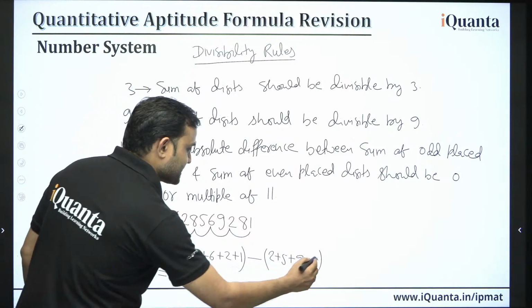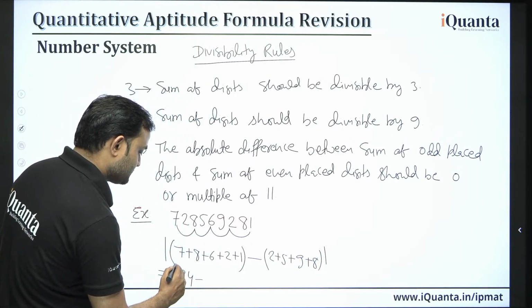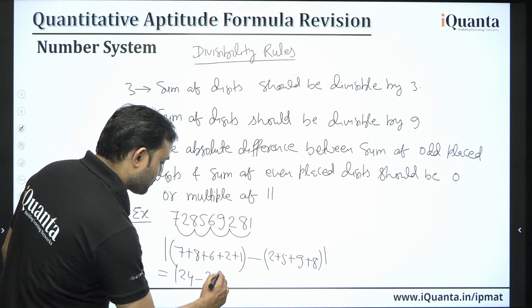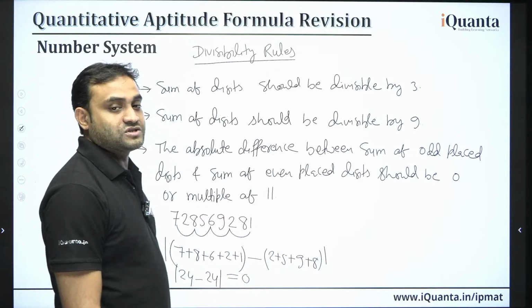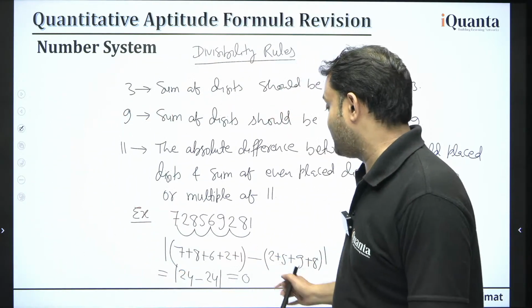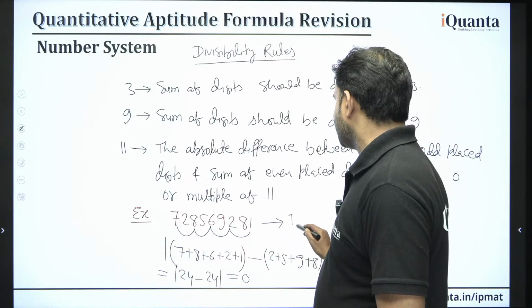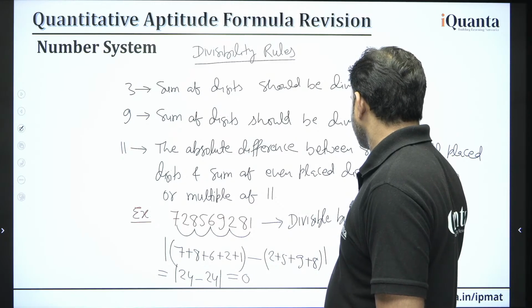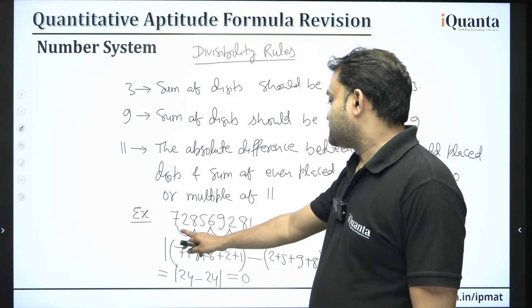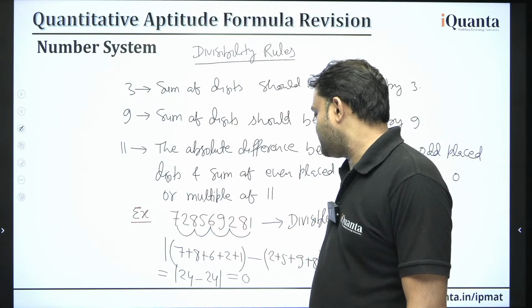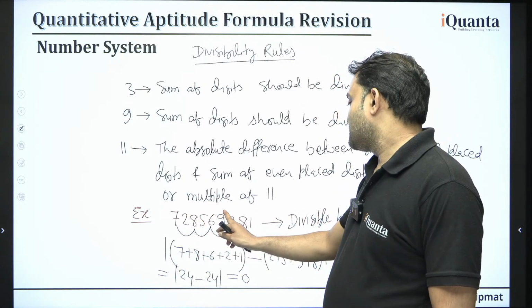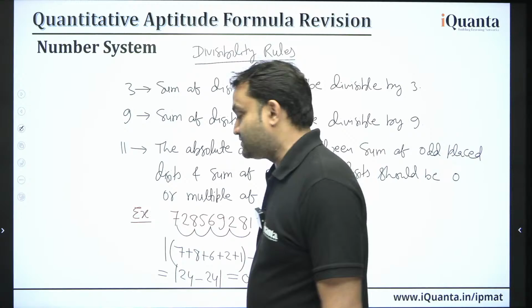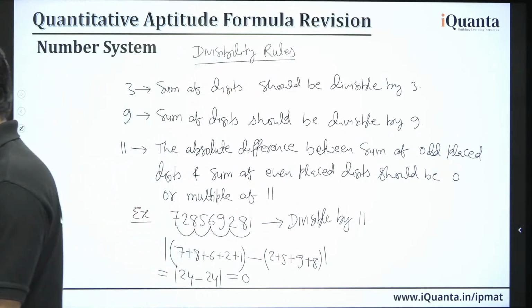Take the absolute difference. The first sum is 24 and the second sum is 24. My God. The difference is equal to 0. Meaning this number is divisible by 11. Getting my point? 7 plus 8 plus 6 plus 2 plus 1, then 2 plus 5 plus 9 plus 8. So the difference you can see is 0. This is how you check the divisibility rule of 11. Is that clear, everyone?